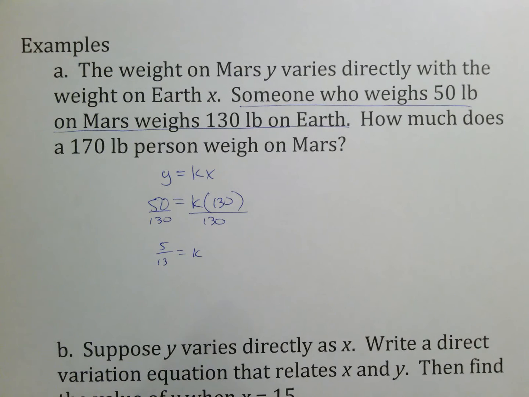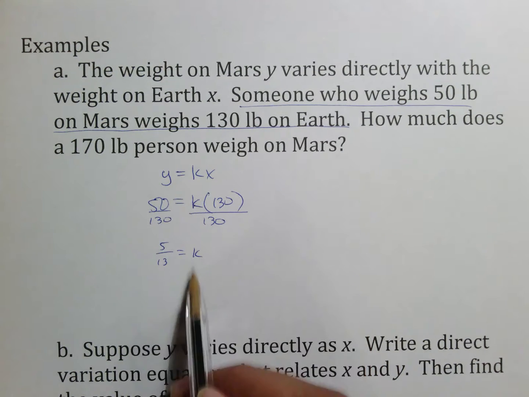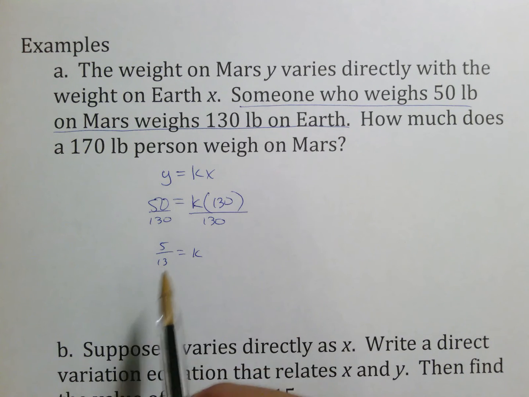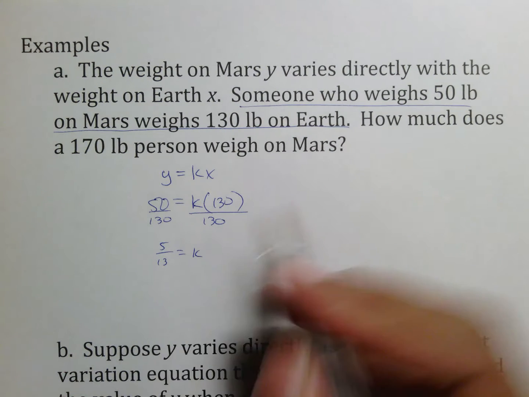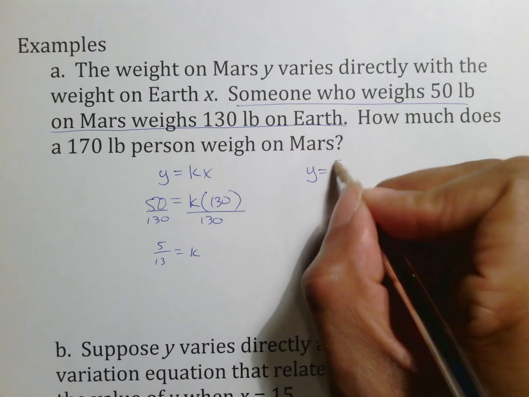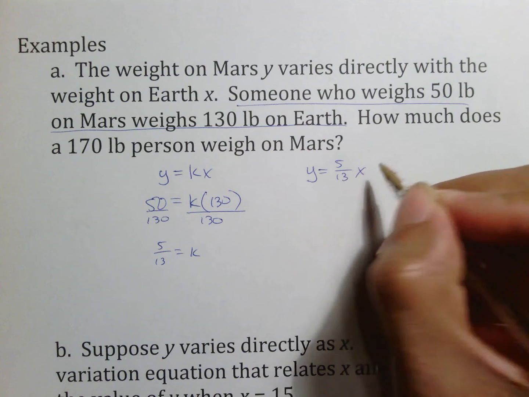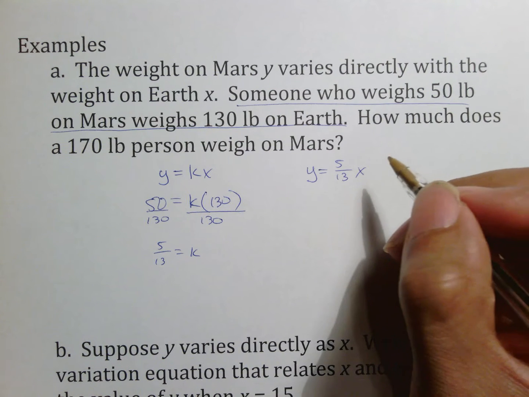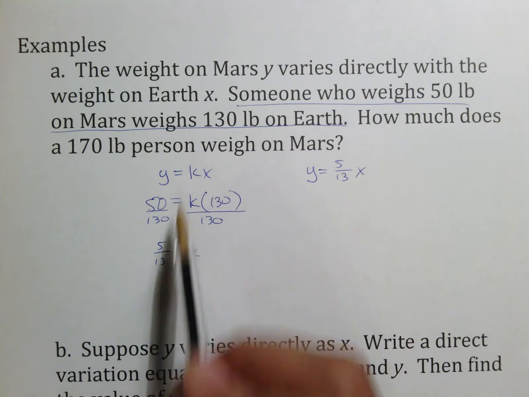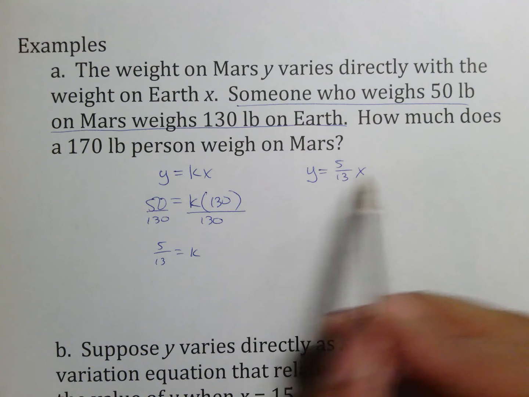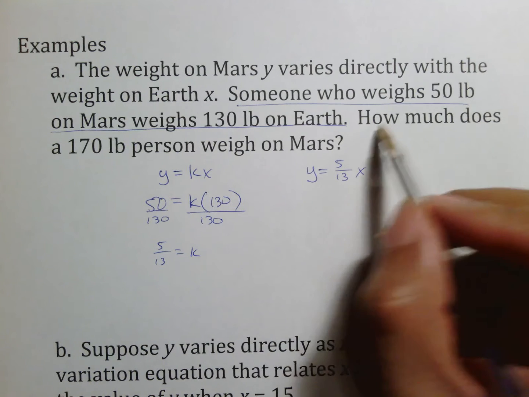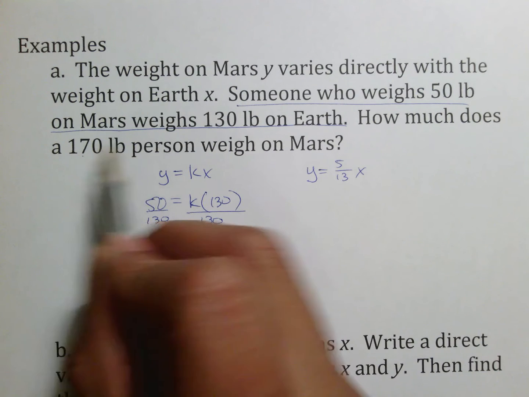That was job one. Again, you notice that we have one column of work. We translated, we substituted, we found k. Once we find k, job number two is to rewrite this general formula, but it's no longer general because we know the constant. So y is equal to 5 over 13 times x. Again, you should have a general equation, and then once you find k, you now write the equation with the constant plugged in. The question now is, how much does a 170-pound person weigh on Mars?